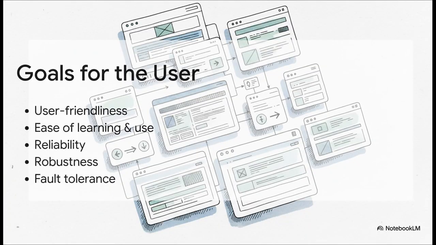For them, a good design is one they don't even notice. It just works. It's user-friendly, it's intuitive, it's reliable so it doesn't crash when they're in the middle of something. It's robust, right? So if they accidentally type letters where a phone number should go, the app doesn't just break, it gives a helpful message. And it's fault-tolerant, meaning if their internet cuts out for a second, it saves their work.